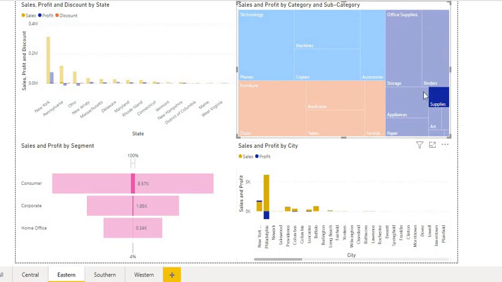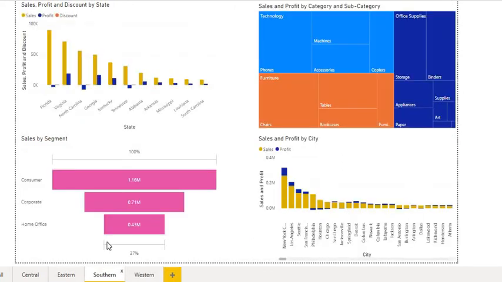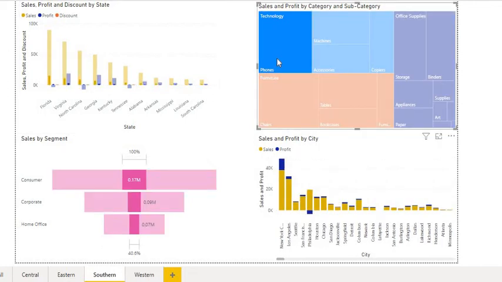So this city, particularly Philadelphia, needs to be looked at, like what is happening in this region, in this city. Now let us have a look at the southern region. The diagram setup is same. So in the southern region, states like Florida and North Carolina, Tennessee, there is loss. So let us have a look item wise, like which items are causing losses.